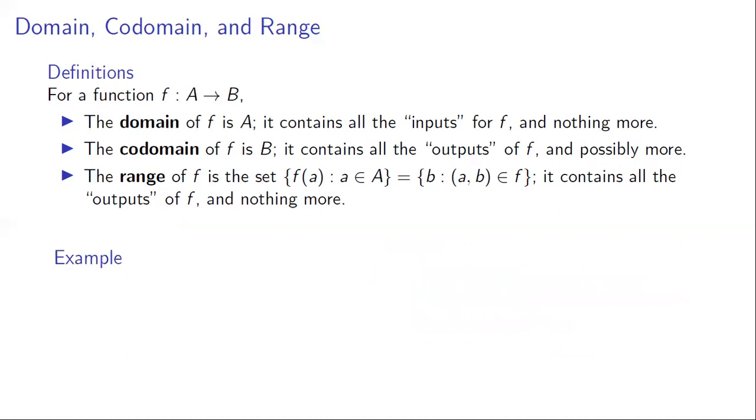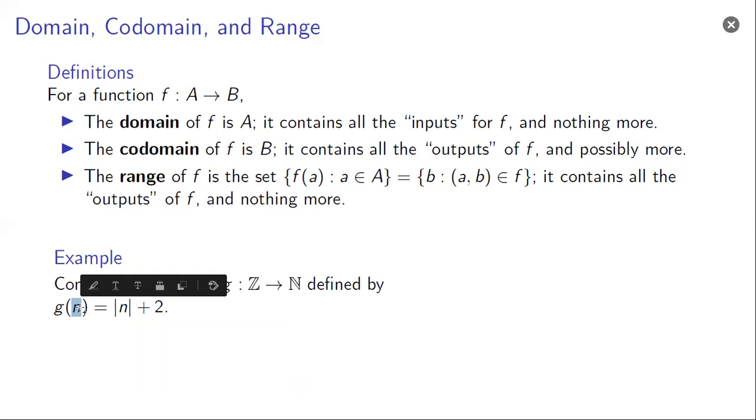Let's do another example. Consider the function g from the set of integers to the set of natural numbers defined by this rule. G of n, so n is going to be an integer, and now we're going to say what to do with that integer. So n is our input, and then this is the output. So g of n is equal to the absolute value of n.